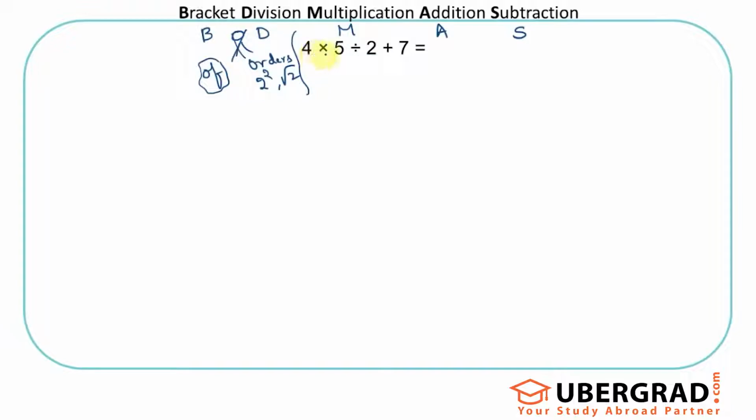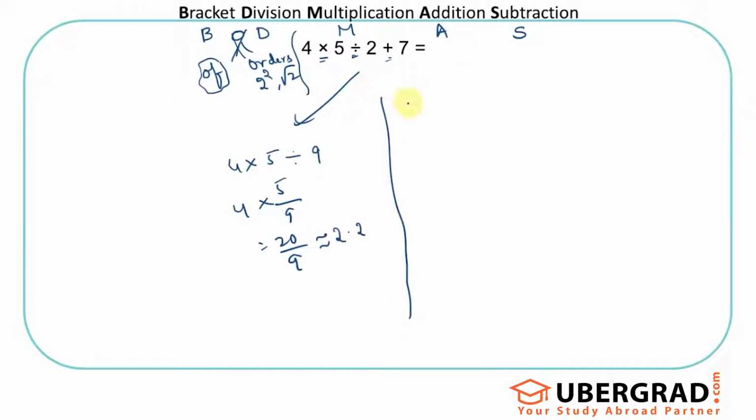Let's say I have an expression like this: 4 into 5 divided by 2 plus 7. I can do it in one way, that is I first add 2 plus 7, that's 9. So 5 divided by 9, and then I multiply with 4, so that will be 20 by 9. This is approximately 2.222.